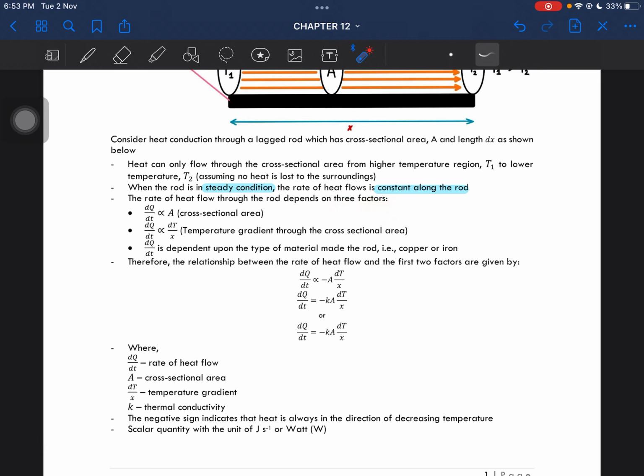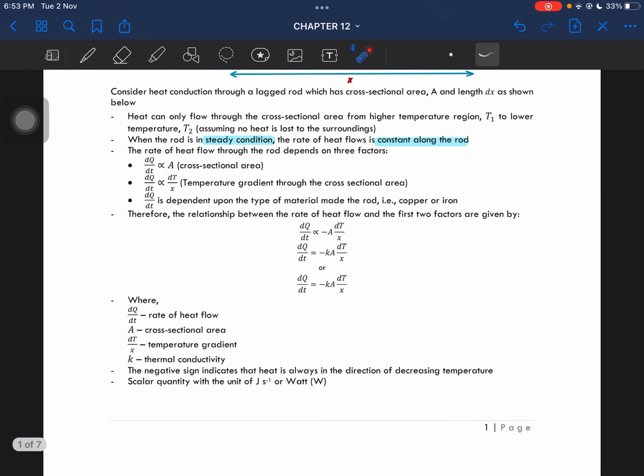So the first factor is the cross-sectional area. Basically the rate of heat flow is directly proportional to the cross-sectional area, and directly proportional to the temperature gradient through the cross-sectional area, and it is also dependent upon the type of material, the type of material of the rod. So the relationship between the rate of heat flow and the first two factors is given by the one shown here. So mathematically it can be written as this one.